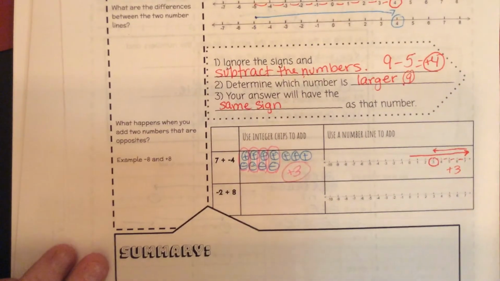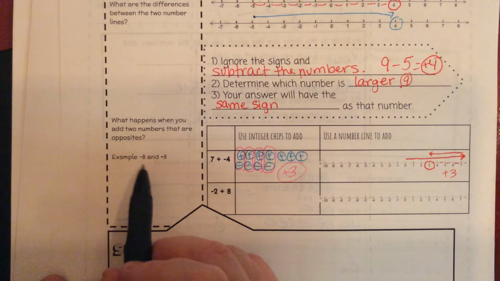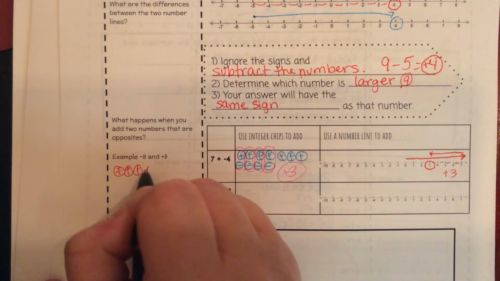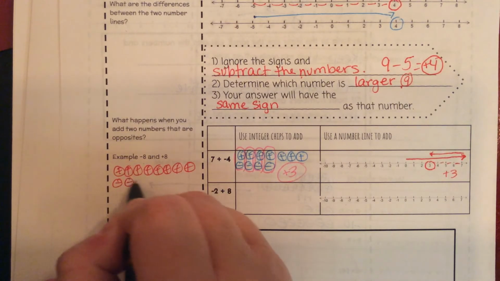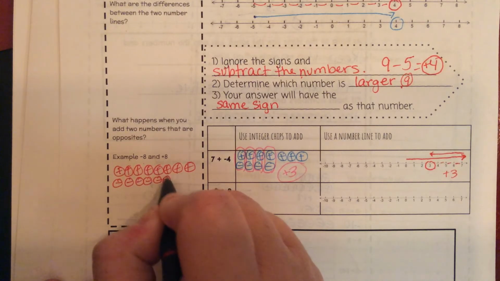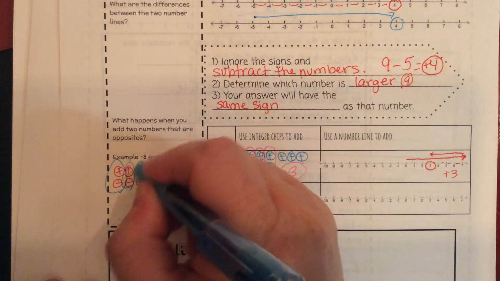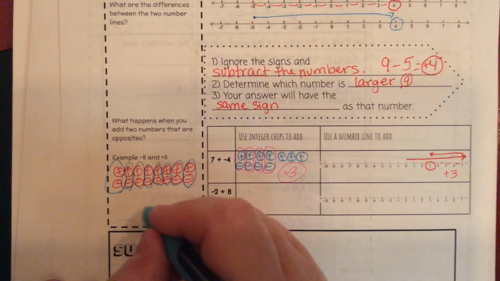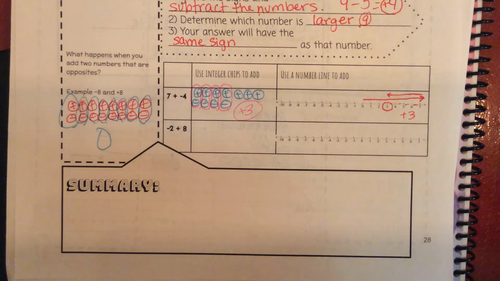And your last one here before your summary asks, what happens when you add two numbers that are opposites? So 8 and negative 8. It's like saying 8 positive integers, and then 8 negative integers. What's going to happen here? Well, they're all going to cancel each other out because it's going to be a whole bunch of 0 pairs. So what is my answer when I add 8 plus negative 8? 0. Okay, last thing you're going to do is tell me your summary. Then we're going to use all this information in class.